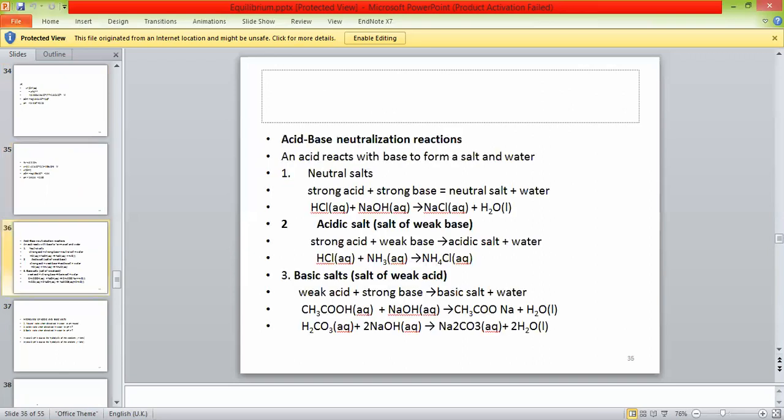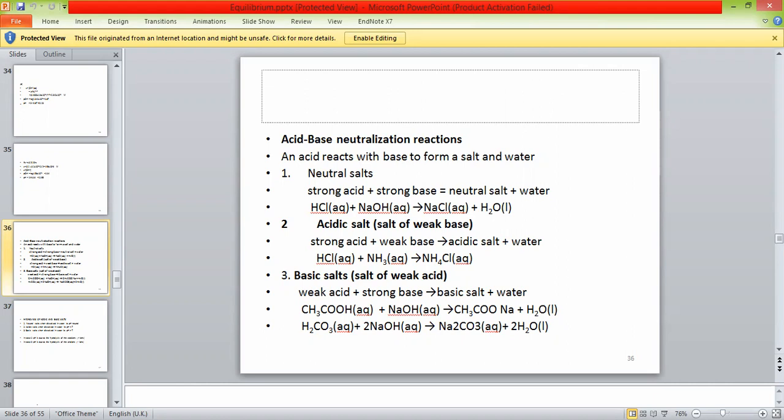So we go to acid-base neutralization reaction. All right. So a neutralization reaction is a reaction that happens between an acid and a base, and a salt and water is a resultant of this reaction. So an acid reacts with a base to form salt and water. When this happens, we call that a neutralization reaction.